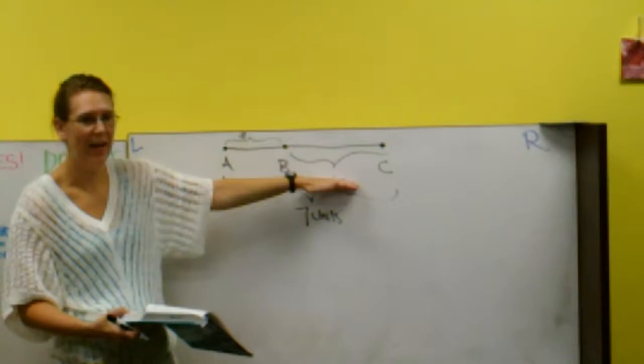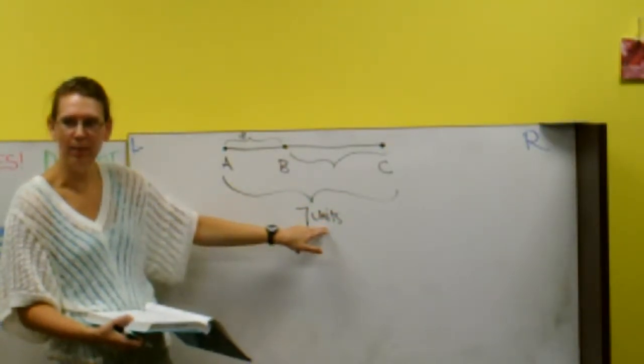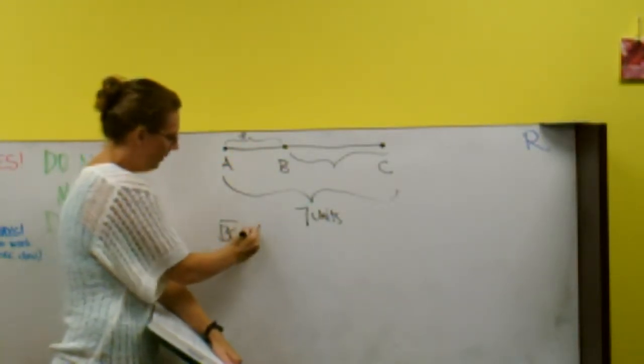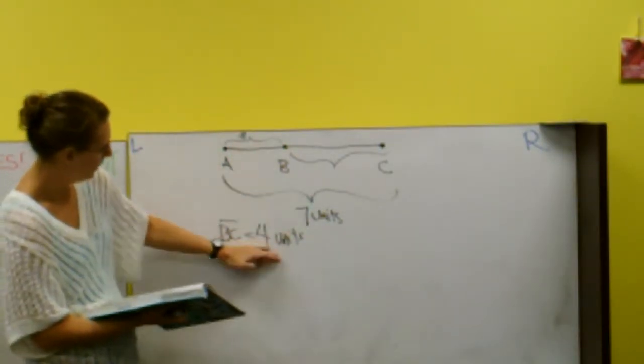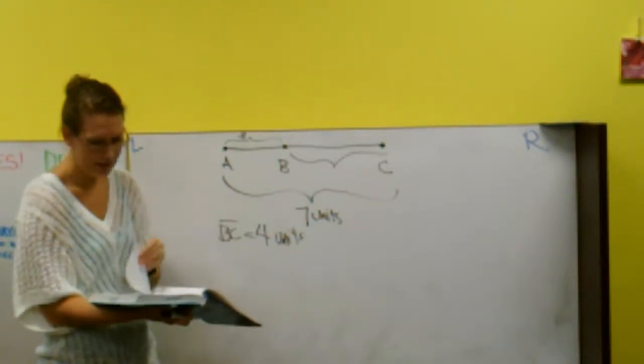4. Use some hands. Travis? 4. 4 units, right? Make sure you give it your label, okay? So BC is 4 units. Perfect. 3 plus 4, the other piece, gives us the whole of 7. Okay? So let's turn our page.